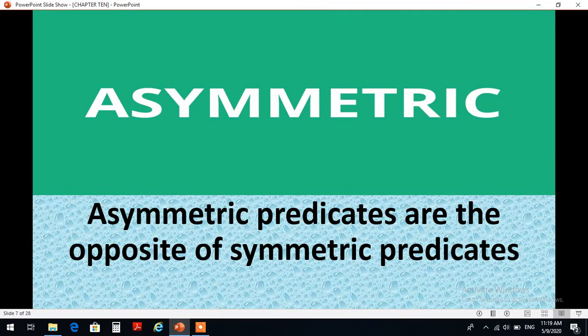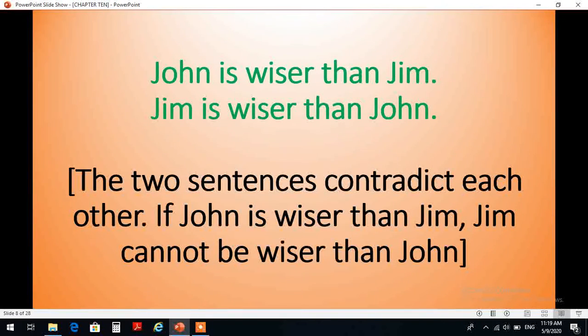Now, sometimes the relation between the predicates is not symmetric, but the opposite, which is called asymmetric. So, asymmetric predicates are the opposite of symmetric predicates. When we say John is wiser than Jim, Jim is wiser than John. As you see here, the two sentences contradict each other. There's contradiction. So when we say John is wiser than Jim, we cannot say that Jim is wiser than John because there will be contradiction. سيكون هنالك نوع من التناقض.